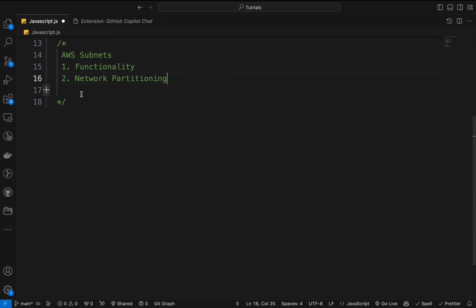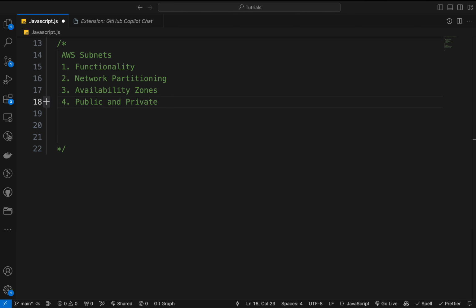We want to talk about the availability zones. Each subnet is located within a specific availability zone, influencing the availability and fault tolerance of the resources within it. We want to talk about public and private. Subnets can be classified as public or private. Public subnets have routes to the internet, while private subnets do not.